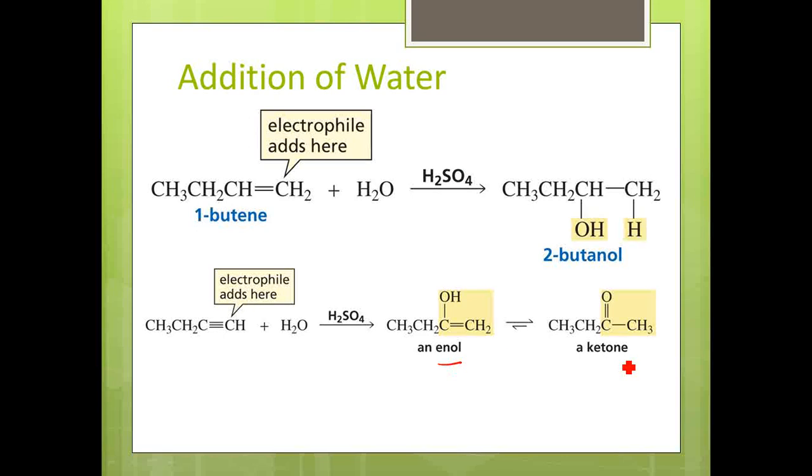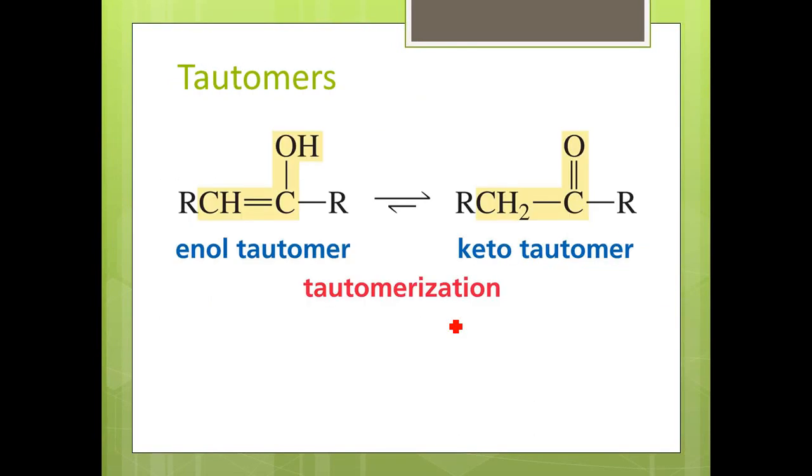And OHs attached to vinyl positions are not stable at all, and they will automatically rearrange by themselves to what we call a keto form. This one actually is a ketone. Basically, that H is going to jump here, and the double bond is going to move up there.